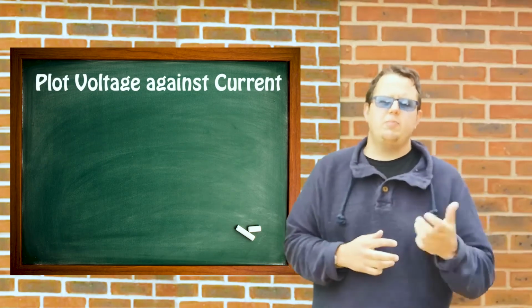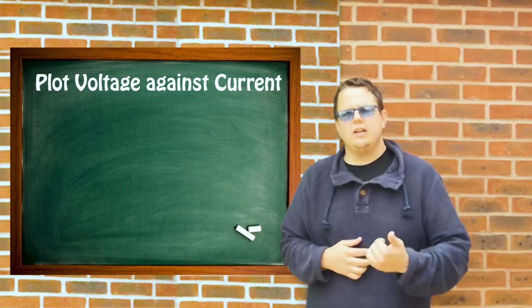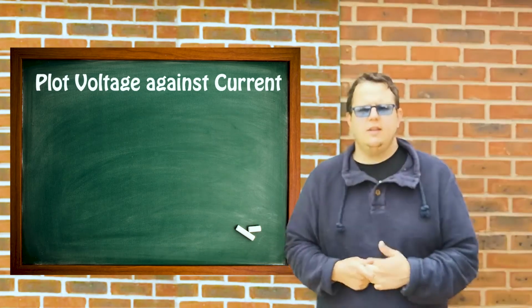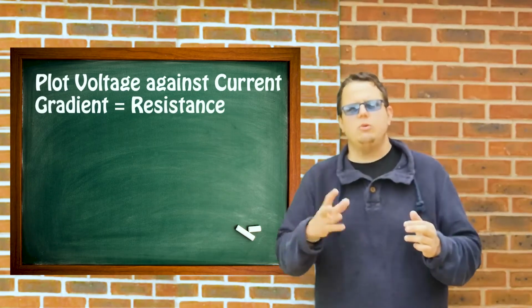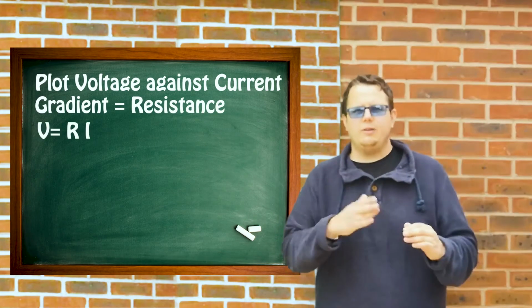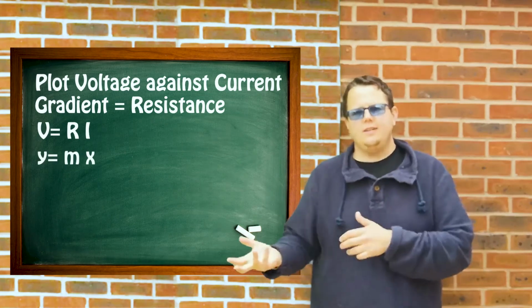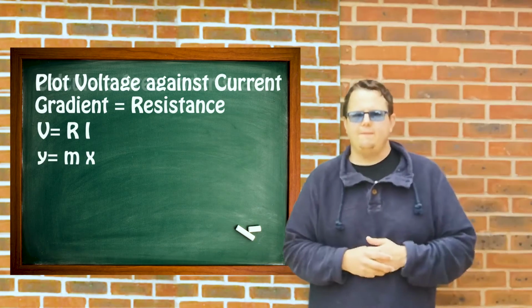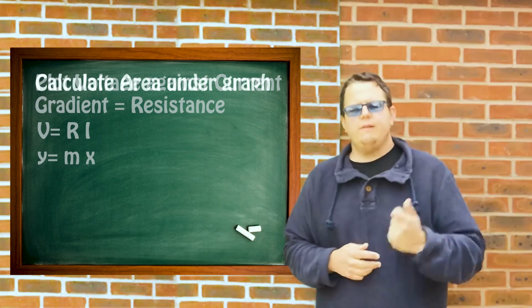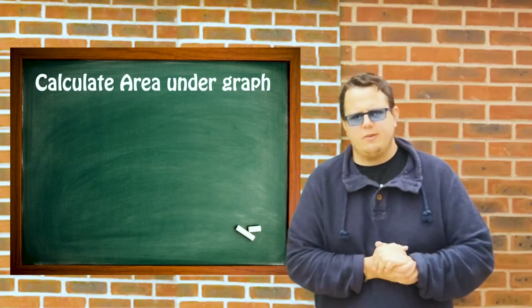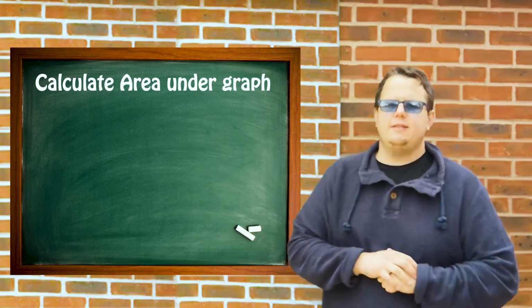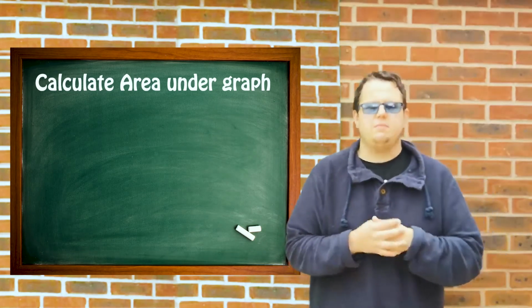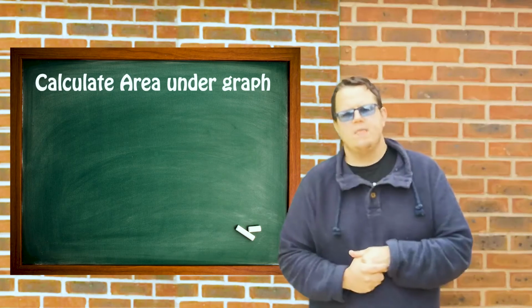Another example is if you plot voltage on the y and current on the x, the gradient will be resistance from Ohm's law, where V equals IR, or y equals mx, R being the gradient. The final thing we can calculate from a graph is the area under the graph. This can be a different quantity again, depending on your equation.